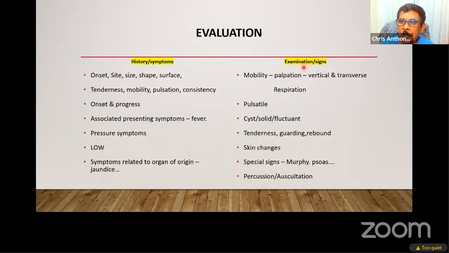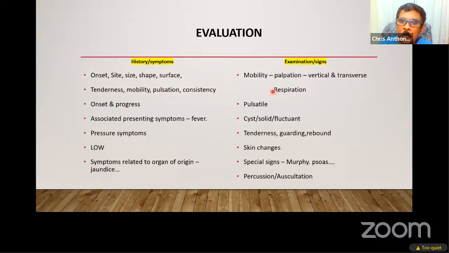Okay, now coming to the examination. After the history, then you come to the examination. When you come to the examination, it's very important to reconfirm the actual anatomical site of the lump, of the mass. That will give you a clue or an indication of what the organ of origin of the lump may be. Is the lump mobile? Mobility is very important. Mobility by palpation, vertical and transverse mobility, is very important to determine whether it's mobile, whether it's fixed, or whether it is fixed to the underlying tissue or fixed to the overlying skin.